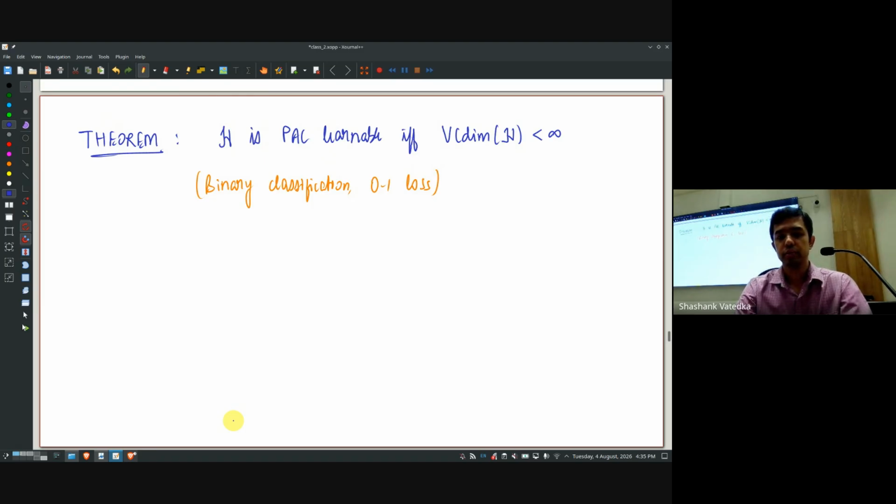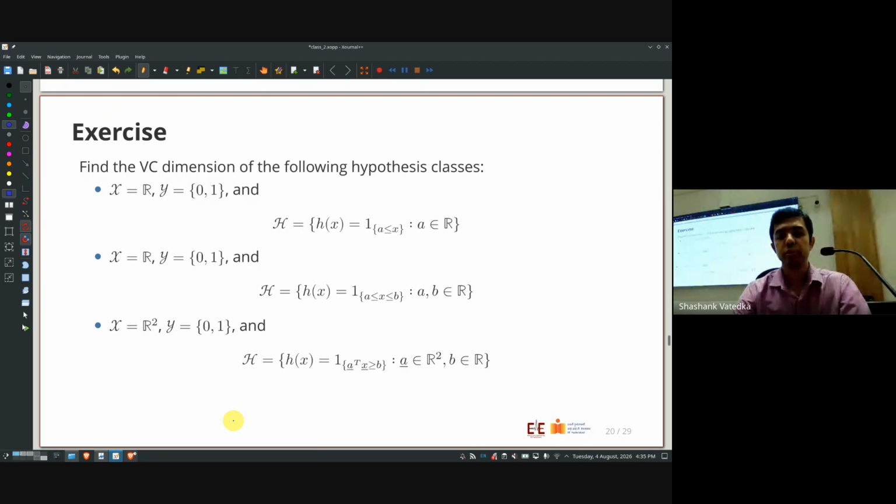So let's see a couple of simple examples. So far we've seen only 2 extreme examples: the set of all possible functions and finitely many functions. Let's now see some examples of hypothesis classes that have infinitely many functions, but we'll also see whether these are PAC learnable or not.